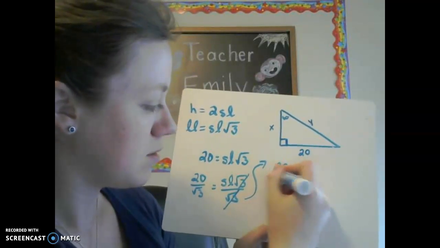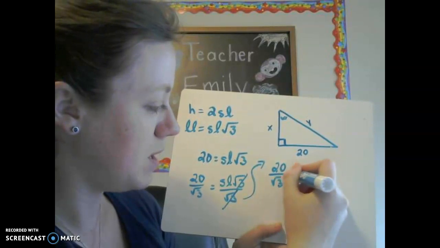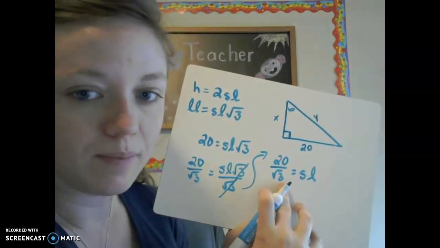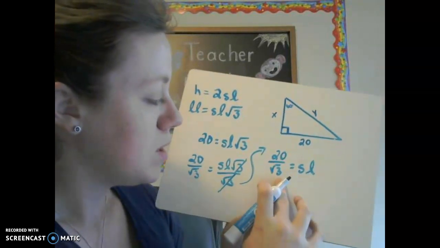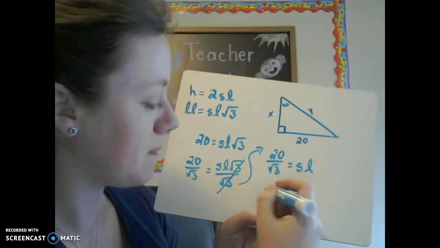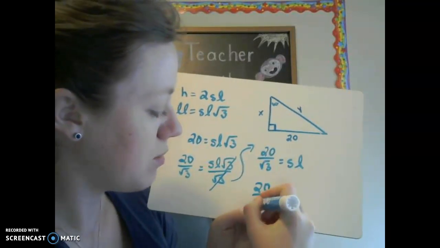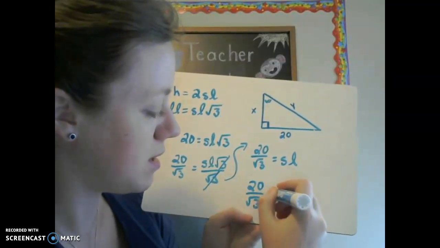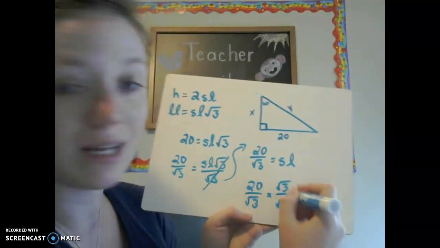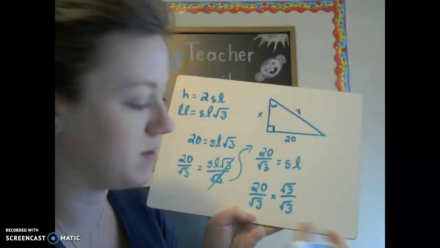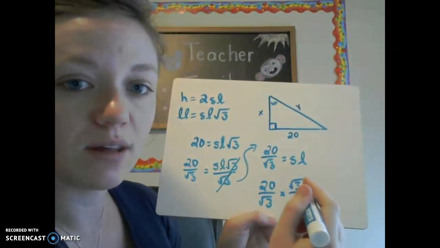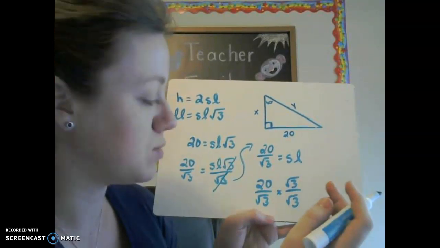20 over the square root of 3 is the short leg, but we can never leave a square root on the bottom. It's an invalid number. So to turn 20 over the square root of 3 into a valid number, we take 20 over the square root of 3 times the square root of 3 over the square root of 3, which is technically just the number 1. Anytime you have the same on the top and the bottom of a fraction, it's just 1. So it's not going to change the value, but it's going to change how it's written.